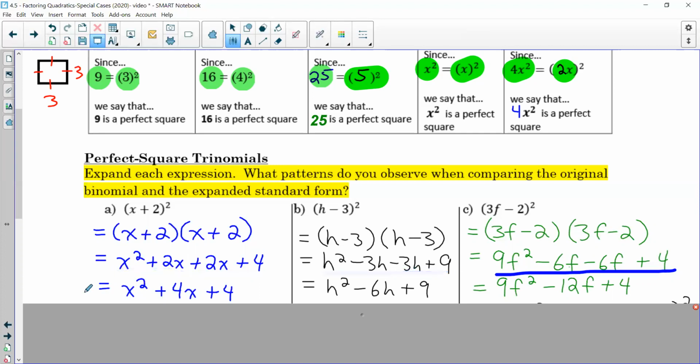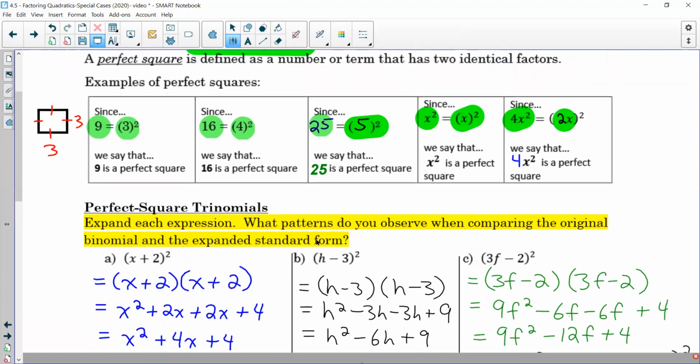Now remember, factoring involves taking your trinomial, which is the answer in each one of these, and trying to come up with your factored form. So in each one of these, take your trinomial and factor it. So the question is, what's the trick? There's got to be a trick to it, and that's what we're going to take a look at. Well, there's something special about the first terms and the constant terms. What do you think that is? We've got x squared, 4, h squared, 9, 9f squared, and 4.